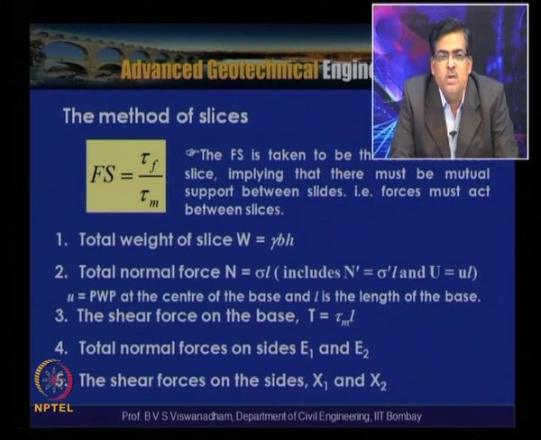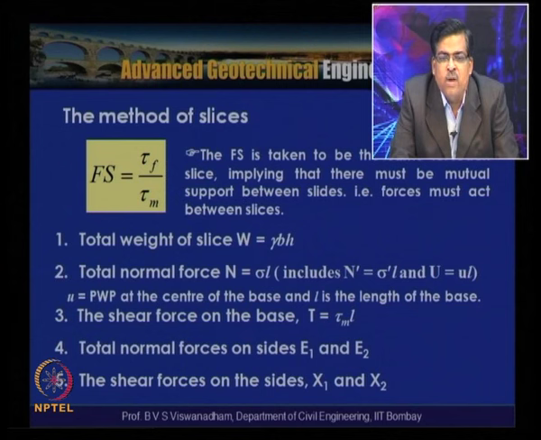So the weight is equal to gamma into b into h. Let us assume that in a given slice there are three layers of soil, then we take gamma 1 h1, gamma 2 h2, gamma 3 h3, into b. The b is nothing but the width of the slice. The total normal force N is equal to sigma into L, where sigma is the normal stress acting over the length L, perpendicular to the plane of the figure, for which we consider 1 meter. So the force is sigma into L into 1. This includes N dash equal to sigma dash L and U equal to UL, where U is the pore water pressure at the center of the base and L is the length of the base. The shear force on the base is T equal to tau m into L, where L is the length along the failure surface.